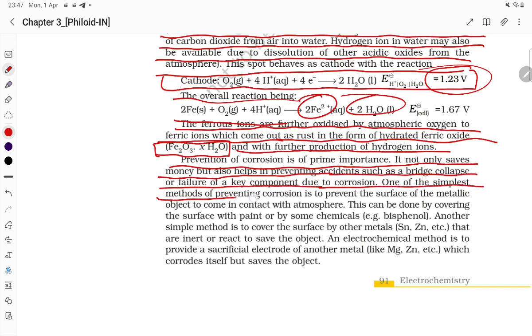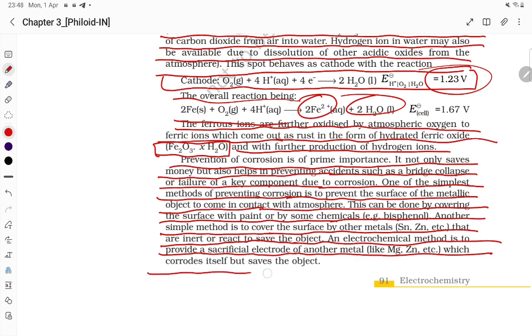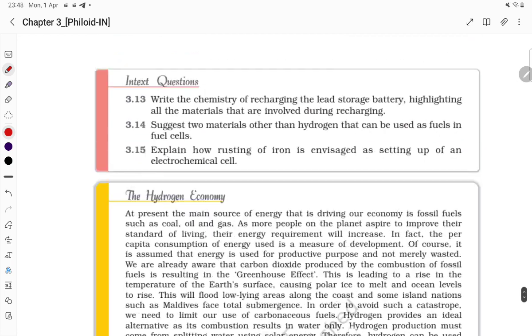One of the simplest methods of preventing corrosion is to prevent the surface of the metallic object from coming in contact with the atmosphere. This can be done by covering the surface with paint or some chemical. Another simple method is to cover the surface with other metals, Sn, Zn, etc., that are inert to rust, to save the object. An electrochemical method is to provide a sacrificial electrode of another metal like magnesium or zinc, which corrodes itself but saves the object. So this is our required answer.